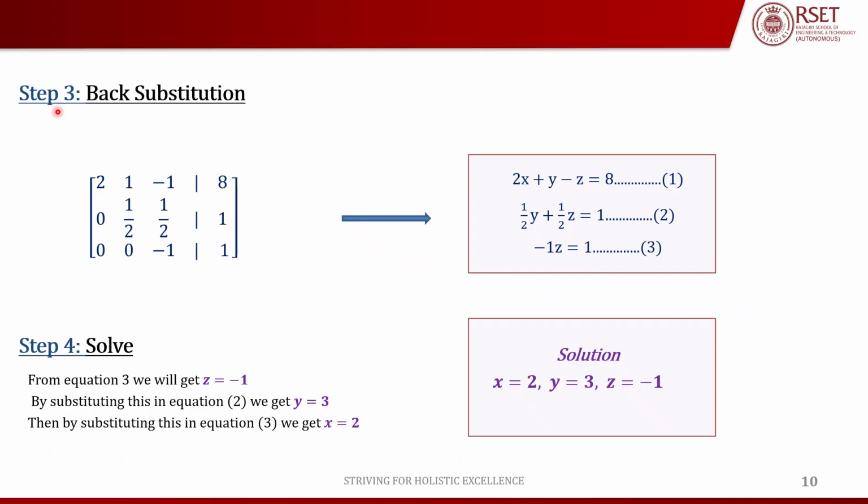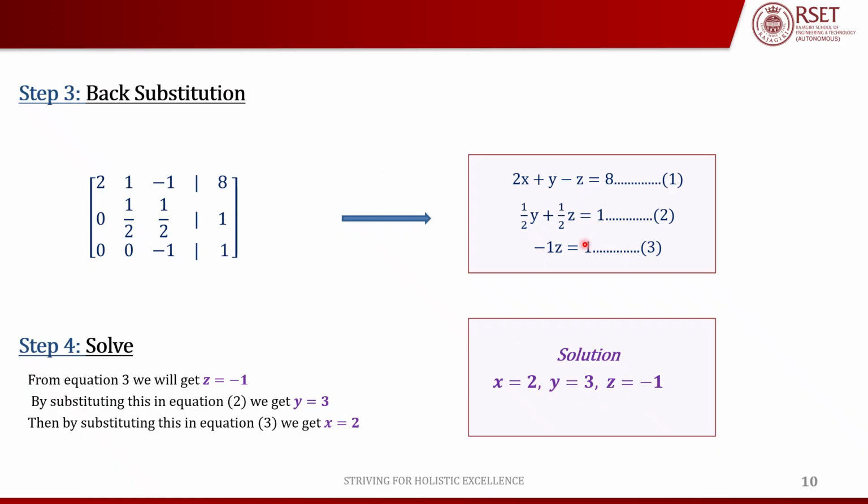And the next is step 3. We are substituting it back. So I'm getting equations like this: 2x plus y minus z equal to 8, 1 by 2 y plus 1 by 2 z equal to 1, then minus z equal to 1. So from here itself, I will get the value of z as minus 1. By substituting this z into the second equation, I get y equal to 3 and x equal to 2. So like that, we solve this: x equal to 2, y equal to 3, and z equal to minus 1.